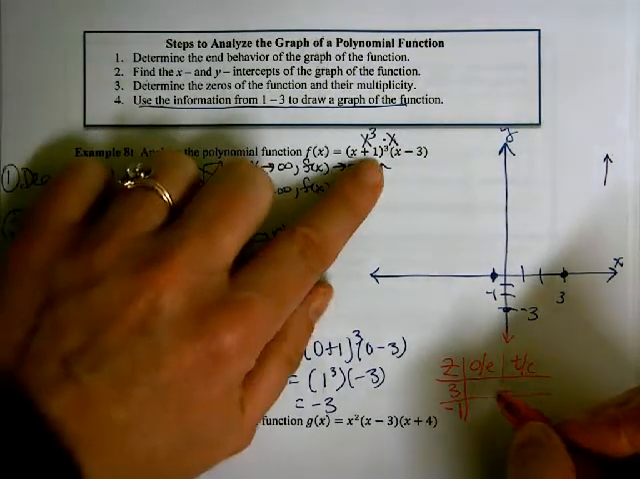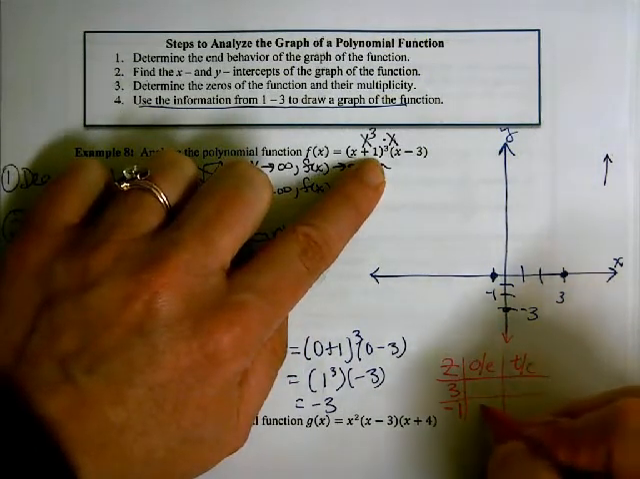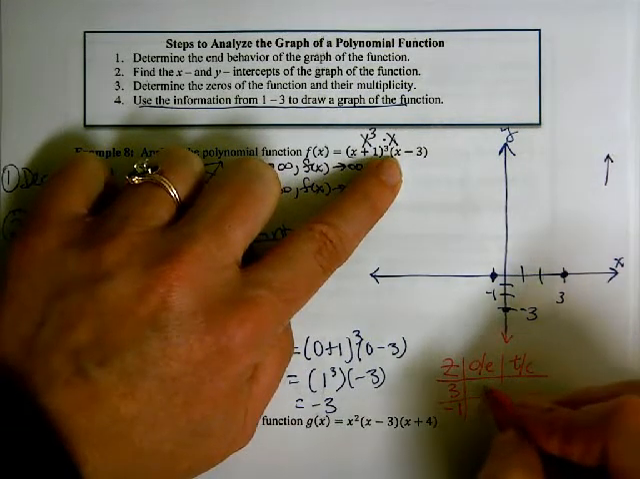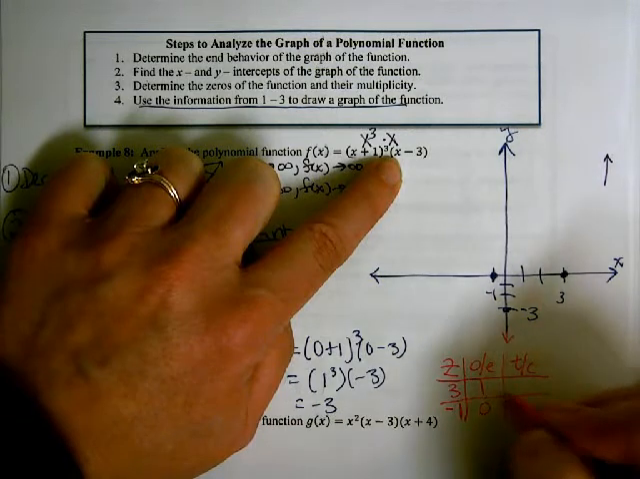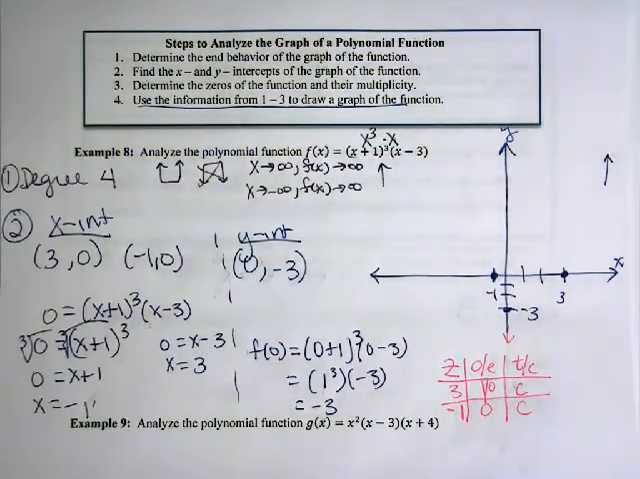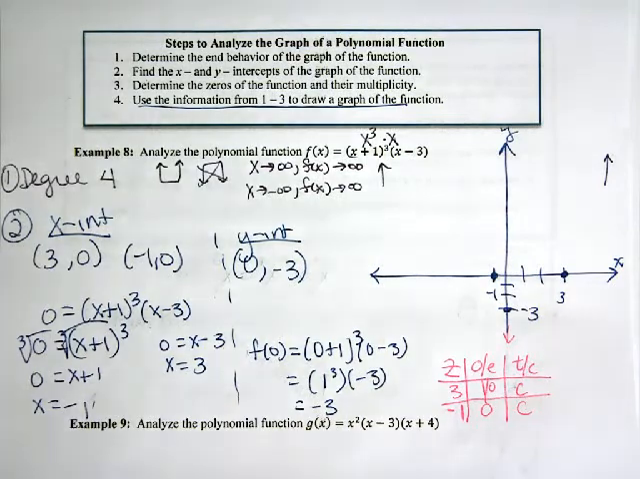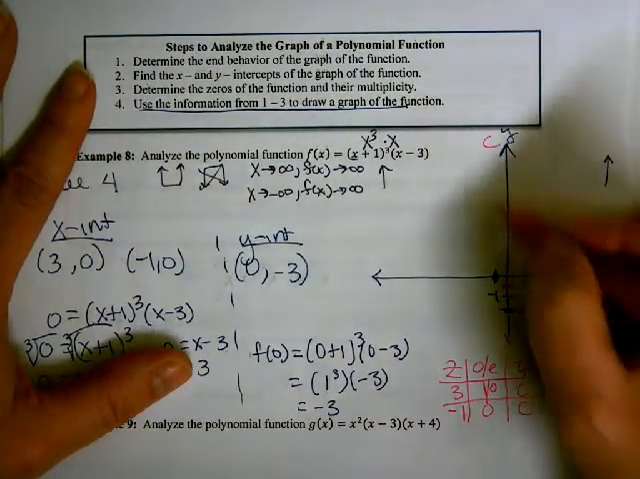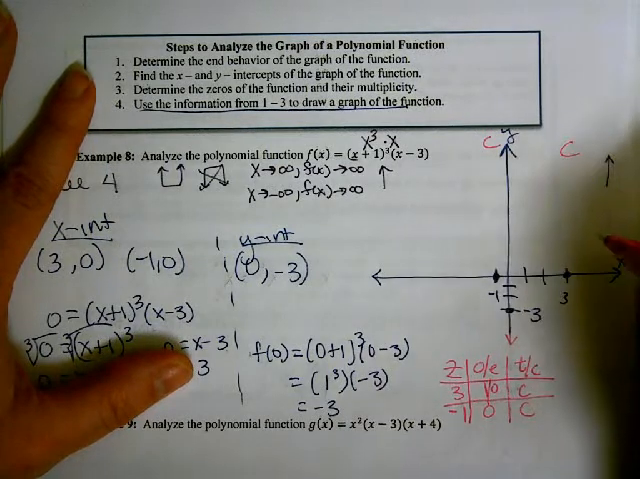The multiplicity on the negative 1 is odd, so it crosses. The multiplicity on the 3 is 1, so it's another odd number, and it crosses. Notice I used to have a table that had 4 columns. Now I've shrunk that to 2 or 3 columns. So that means that I cross, and I'm going to put a little c for cross.